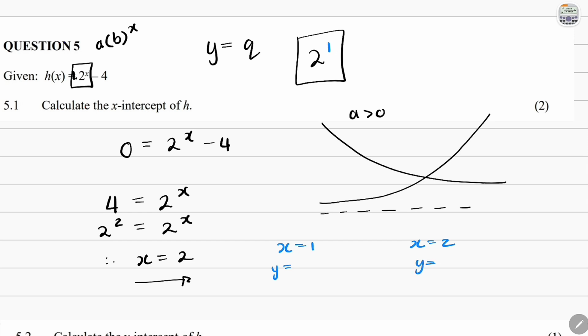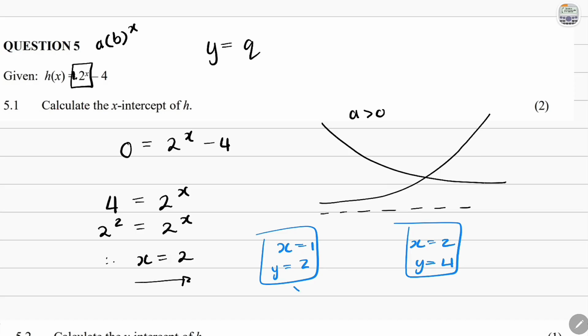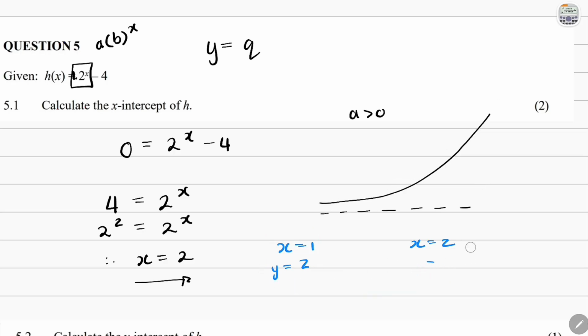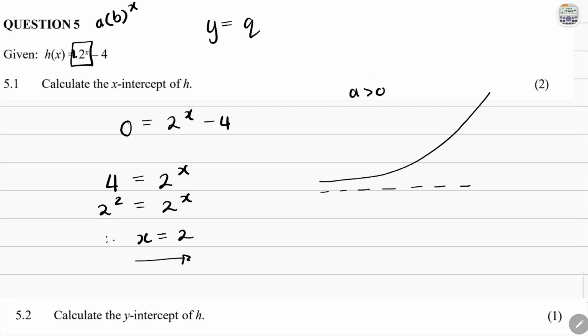If we substitute 1 in place of x here, 2 to the power of 1 is 2. If you substitute 2 in place of x, 2 to the power of 2 is 4. And then just look at the first point and the second point and see what the y value did. Did it increase or decrease? It increased. So it means that your function is an increasing function. Okay, so we know that now. And now we know what our graph looks like, basically like that.